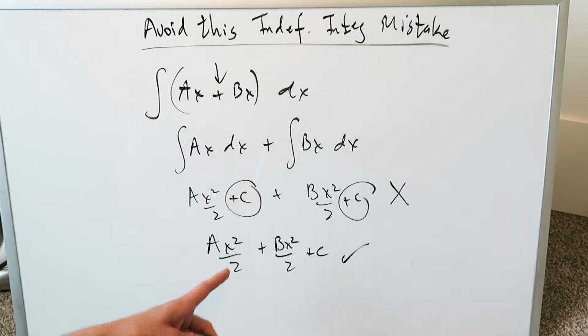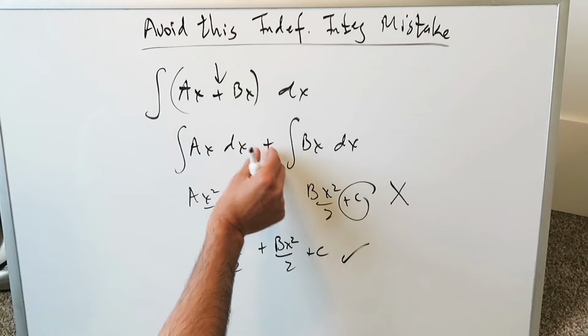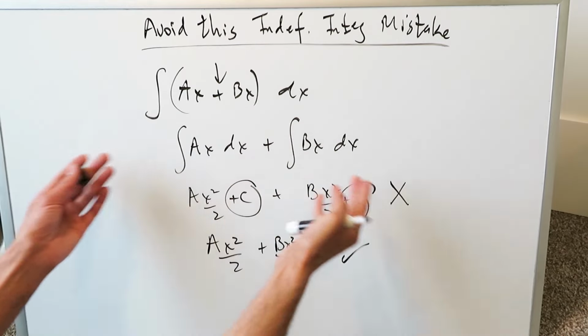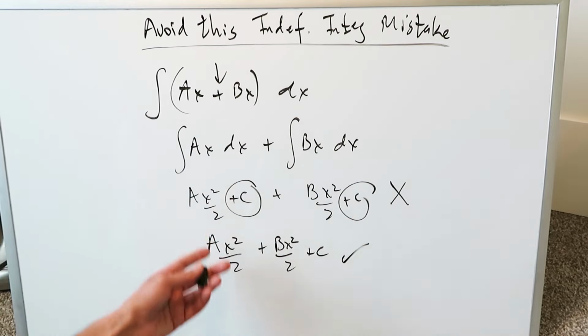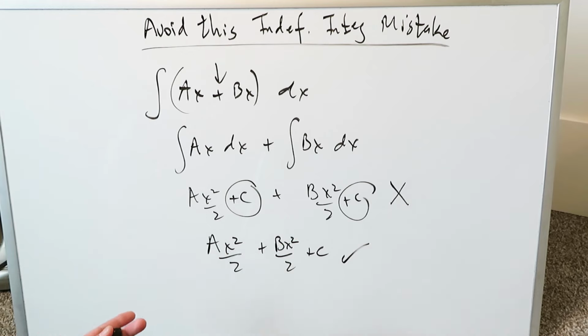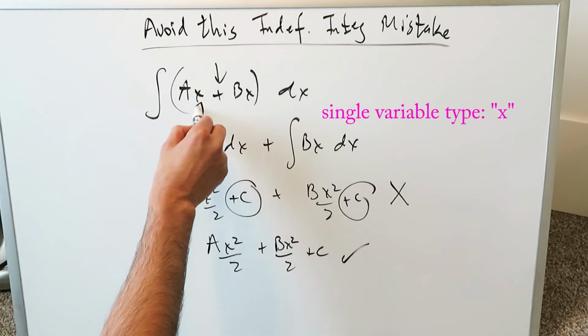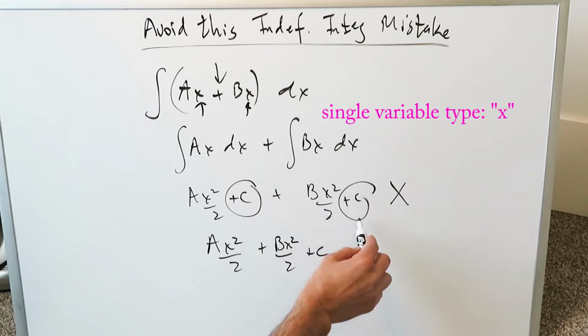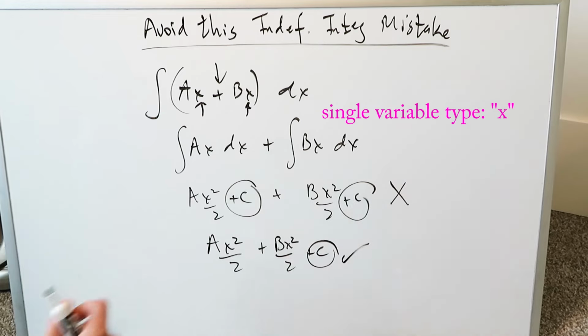Do not create extra constant of integration simply because you separated your integrals out into multiple different integrals and you're creating a different constant from each. That's not how it works. You have a single variable over here, therefore you must demonstrate only a single constant of integration.